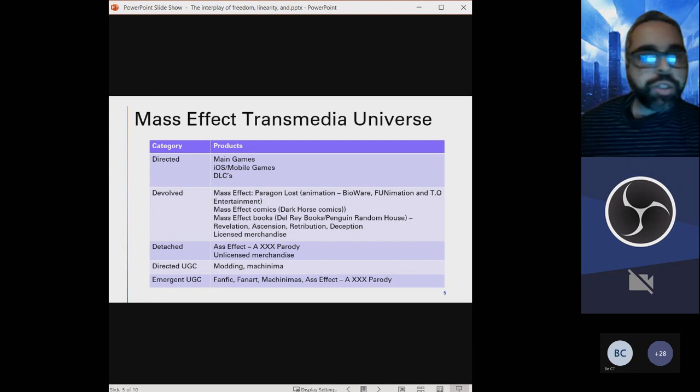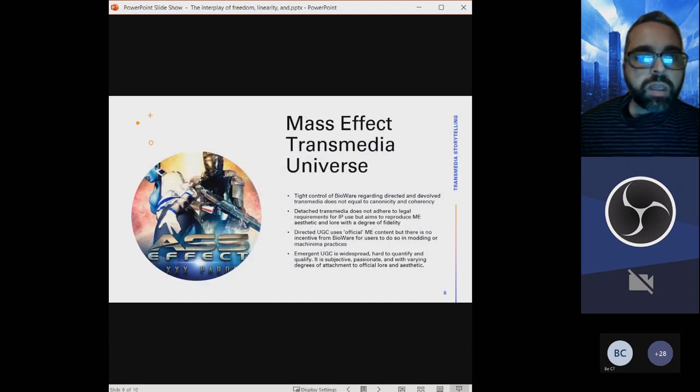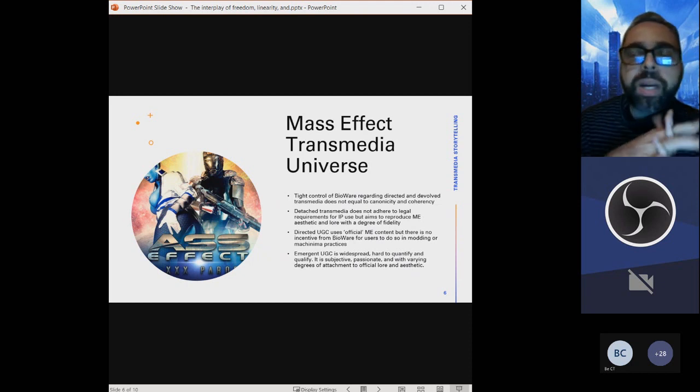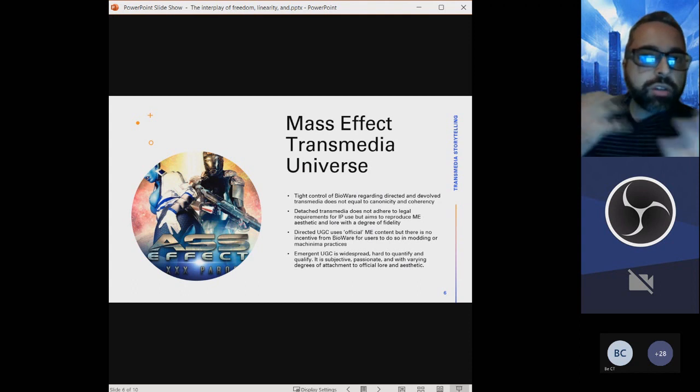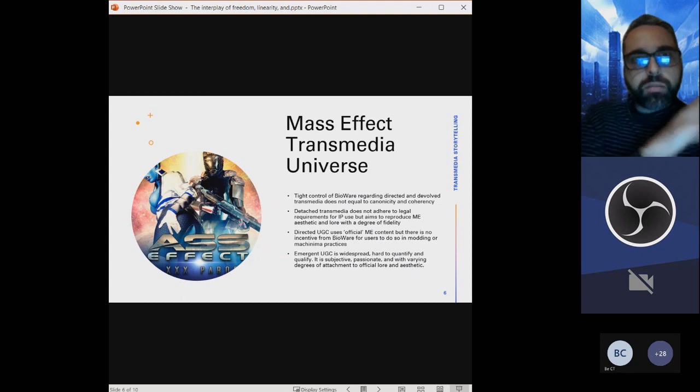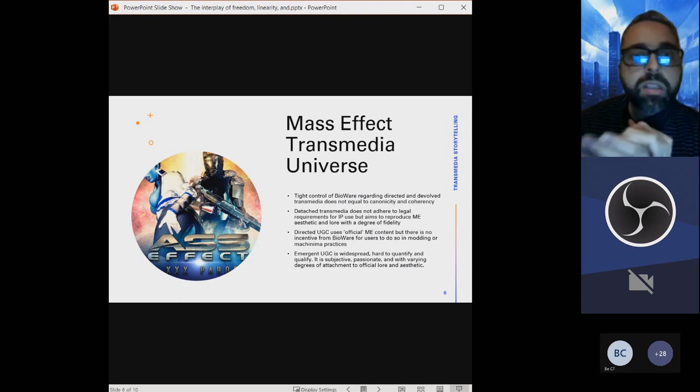So what are some things we can talk about this transmedia universe? There's a very tight control of BioWare regarding directed and evolved transmedia, but it doesn't mean that there is a lot of respect to the canon stories or a coherence within those stories. There's actually a lot of incongruencies and problems with how the storytelling happens between comic books and game specifically. And I think most of you might know how much fans complain about the fourth book and how it's very weird and doesn't really fit with the narrative much. But that's not the only problem it has.